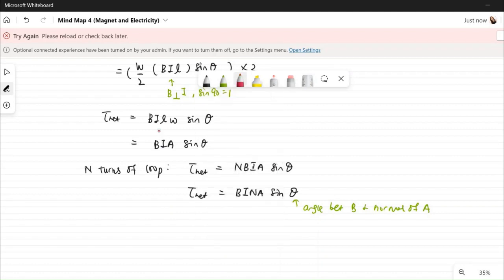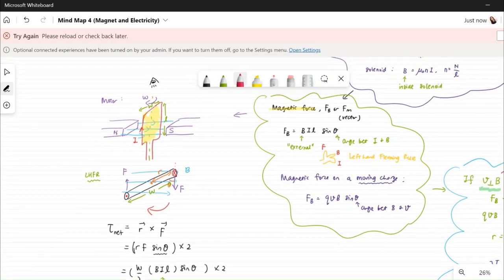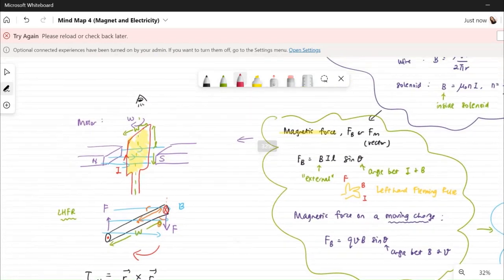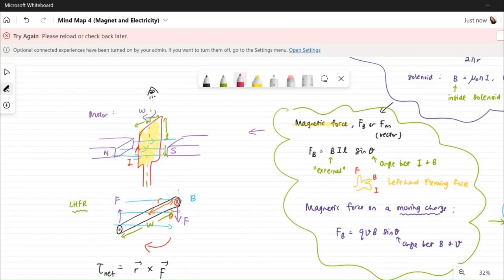Is the product of I and A, right? So we call this the magnetic dipole moment. And we use the capital letter M to represent the magnetic dipole moment. It's basically the product of N multiplied with I multiplied with A, or just NIA. So NIA is called the magnetic dipole moment, a term given to the product of these three terms. Okay, so that's how we apply the magnetic field concept to explain the working principle of a motor.